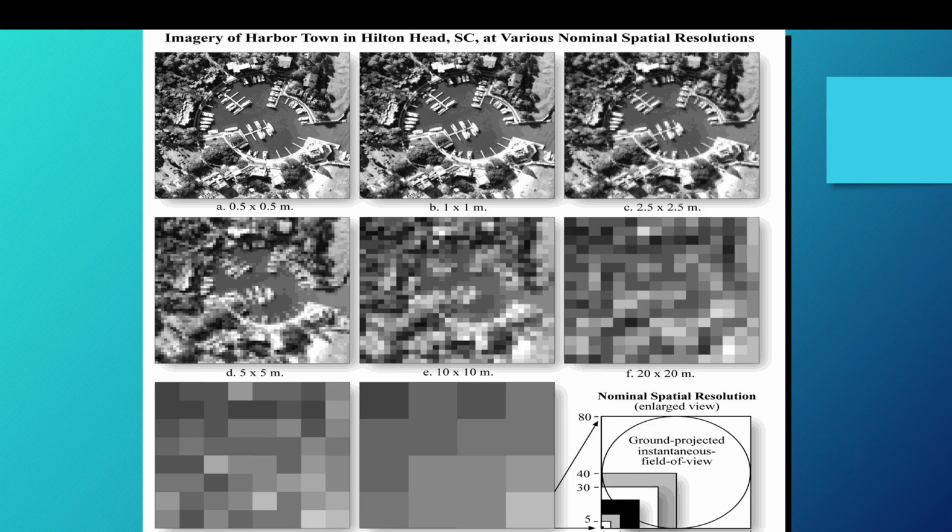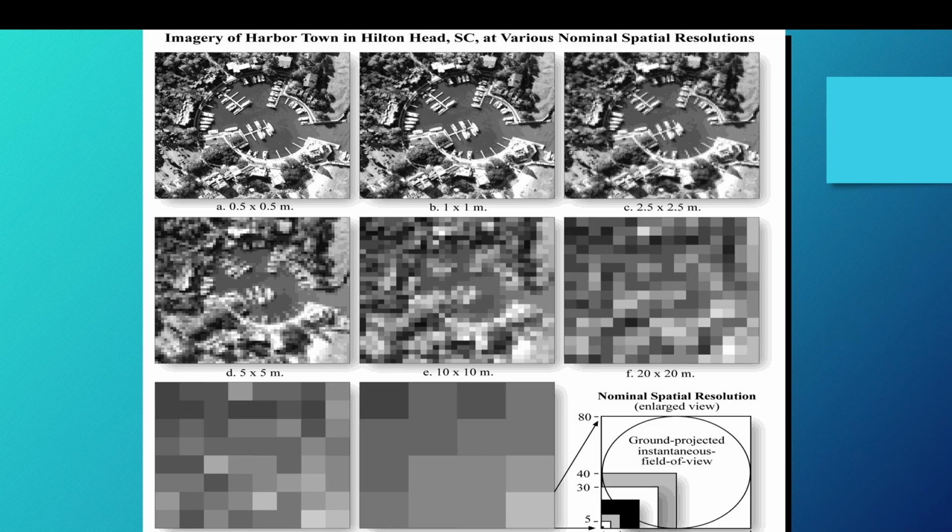This is an example of how spatial resolution affects image clarity and details using the image of Harbour Town in Hilton Head. Okay, so higher resolution, like 0.5 meter or 1 meter, provides clear, detailed visuals, where objects like roads, buildings and trees are easily distinguishable. Then as the spatial resolution decreases, moving to 5 meter or 10 meter and beyond, the image becomes increasingly pixelated. Okay, that is, more pixels are seen, making it difficult to identify individual features.